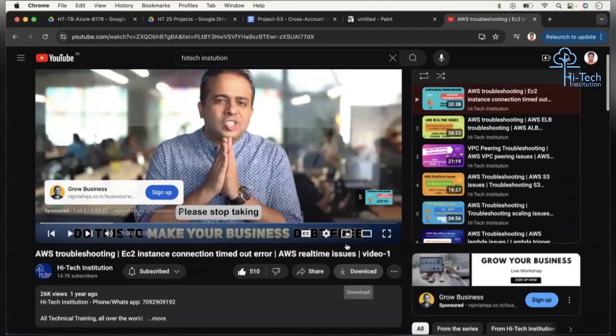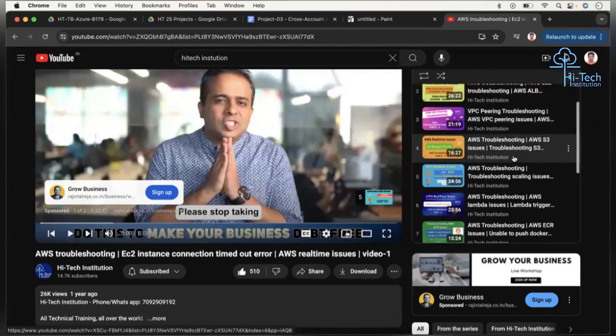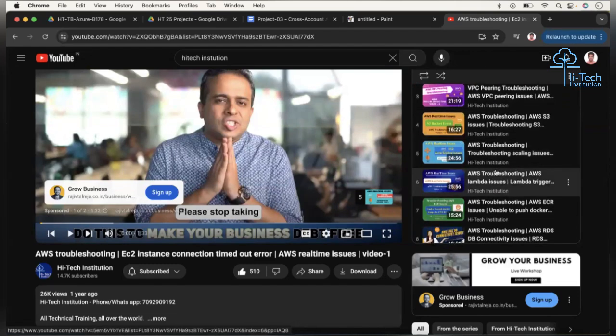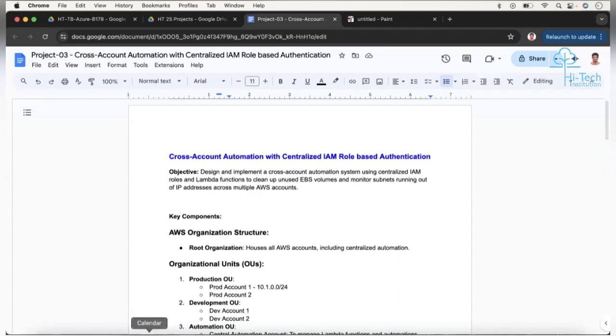If any issue comes, see what issues I handled. AWS troubleshooting: EC2 instance connection timeout. You are not able to connect to an EC2 instance, what will you do? I have covered some steps. Second one, your ELB, AWS Elastic Load Balancer. Your application you exposed is not being exposed, how will you troubleshoot? VPC, how will you troubleshoot VPC peering? How will you troubleshoot S3 issues? Likewise, I have dealt with different scenarios and issues. So if you watch this, that will be an added benefit. Yeah, sure, definitely. Cool.